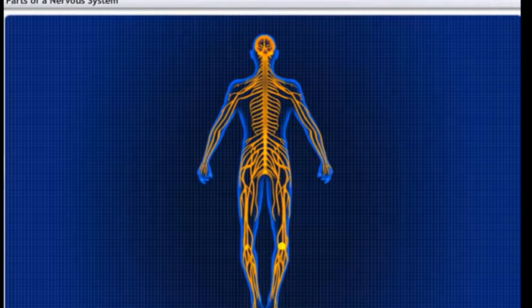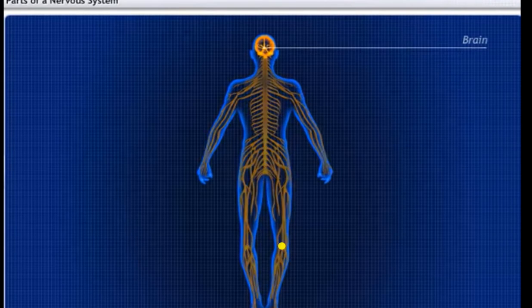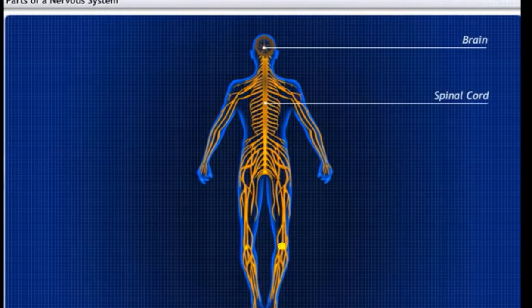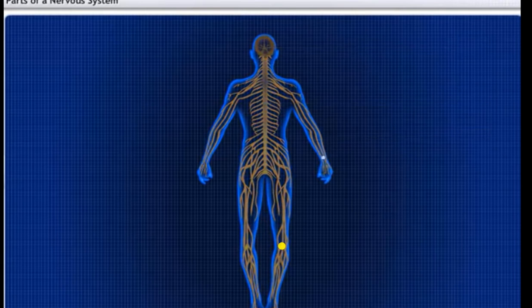So, dear students, we know that the nervous system comprises the brain, spinal cord, and a huge network of nerves that are spread throughout the body. The nervous system is responsible for sending, receiving, and processing messages in the form of chemical signals called impulses.